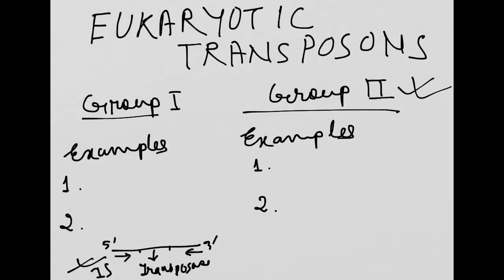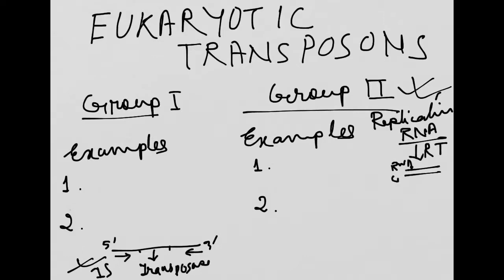Group 2 will have the mechanism of transposition by a replicative process. For example, they will first transcribe the transposon DNA into RNA, which will be reverse transcribed with the help of the enzyme reverse transcriptase into a cDNA molecule. This will be your RNA, then the cDNA molecule will be formed, and this cDNA molecule will form a double stranded DNA molecule that will get inserted into a new target site on the same DNA. That is, they move by the copy and paste method, and group 1 move by the cut and paste method.